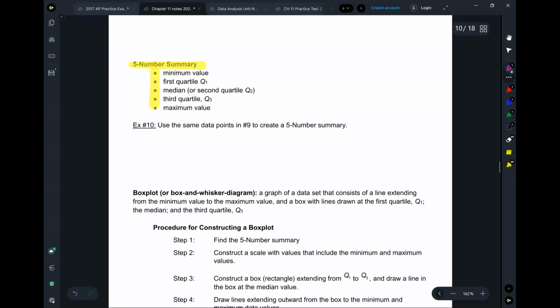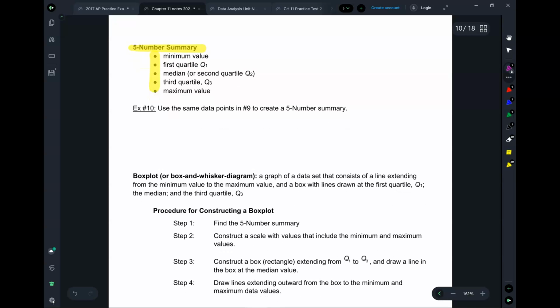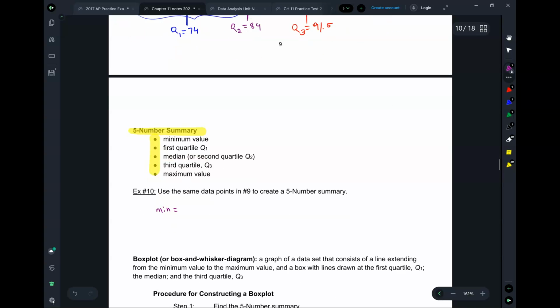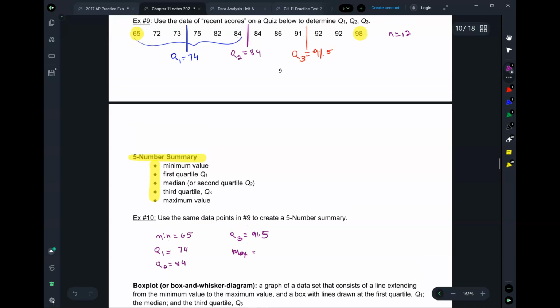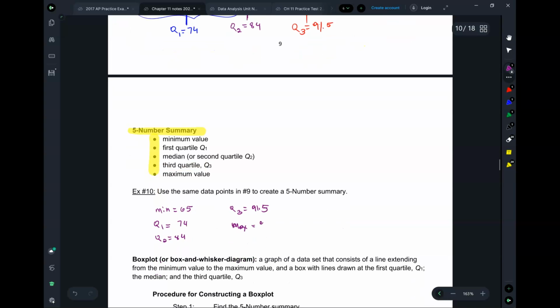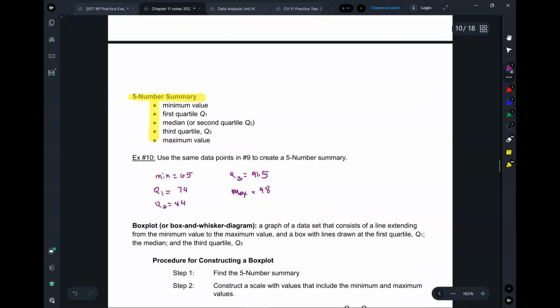So here, same example, to create a 5-number summary, you say, okay, minimum 65, Q1 74, Q2 84, Q3 91.5, maximum 98. Okay?